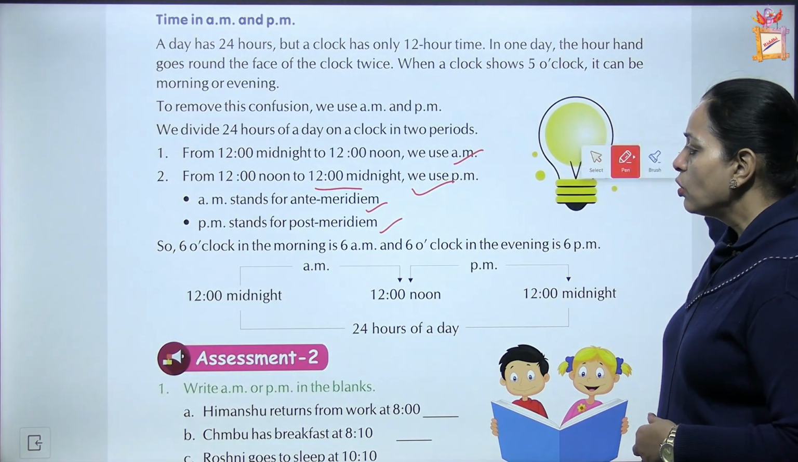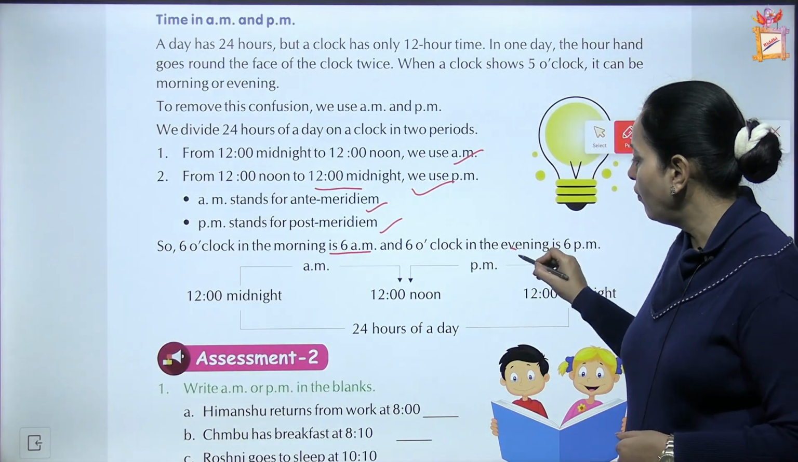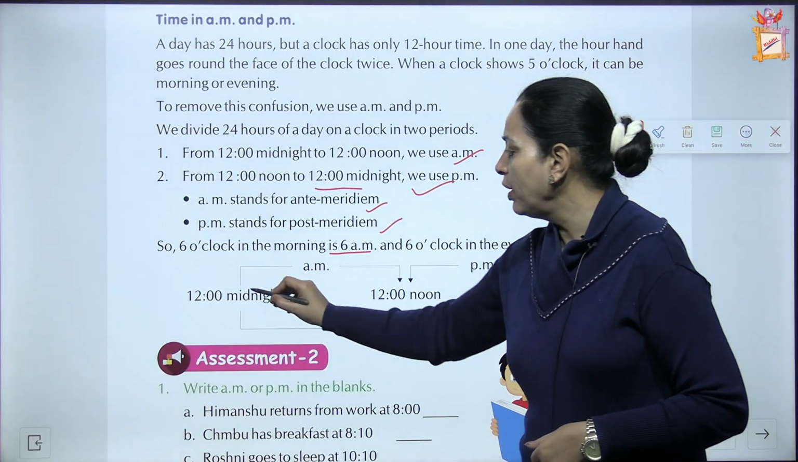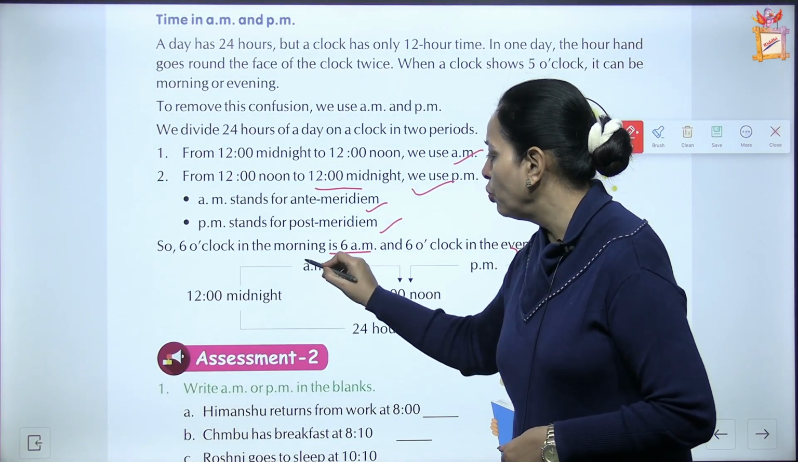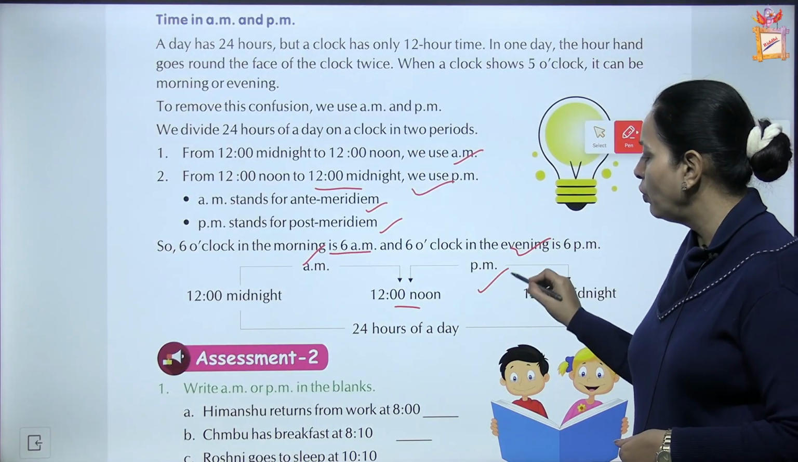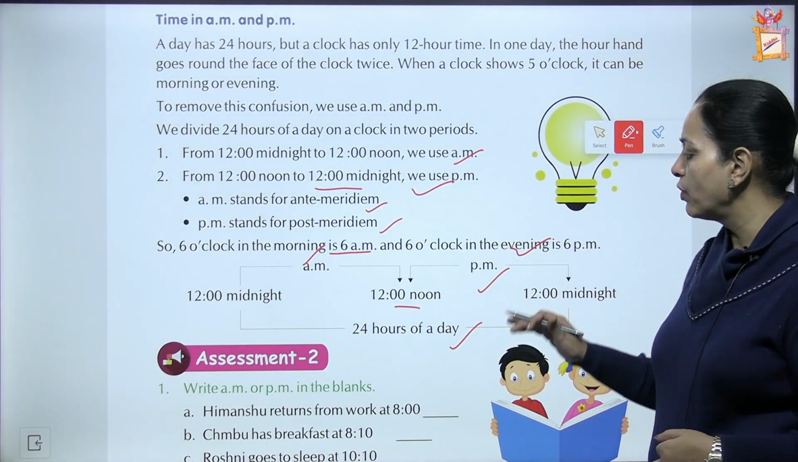Now here, 6 o'clock in the morning is 6 AM and 6 o'clock in the evening we will say 6 PM. So from 12 midnight to 12 noon we will use AM, and from 12 noon to 12 midnight we will use PM. This is the 24 hours of a day.